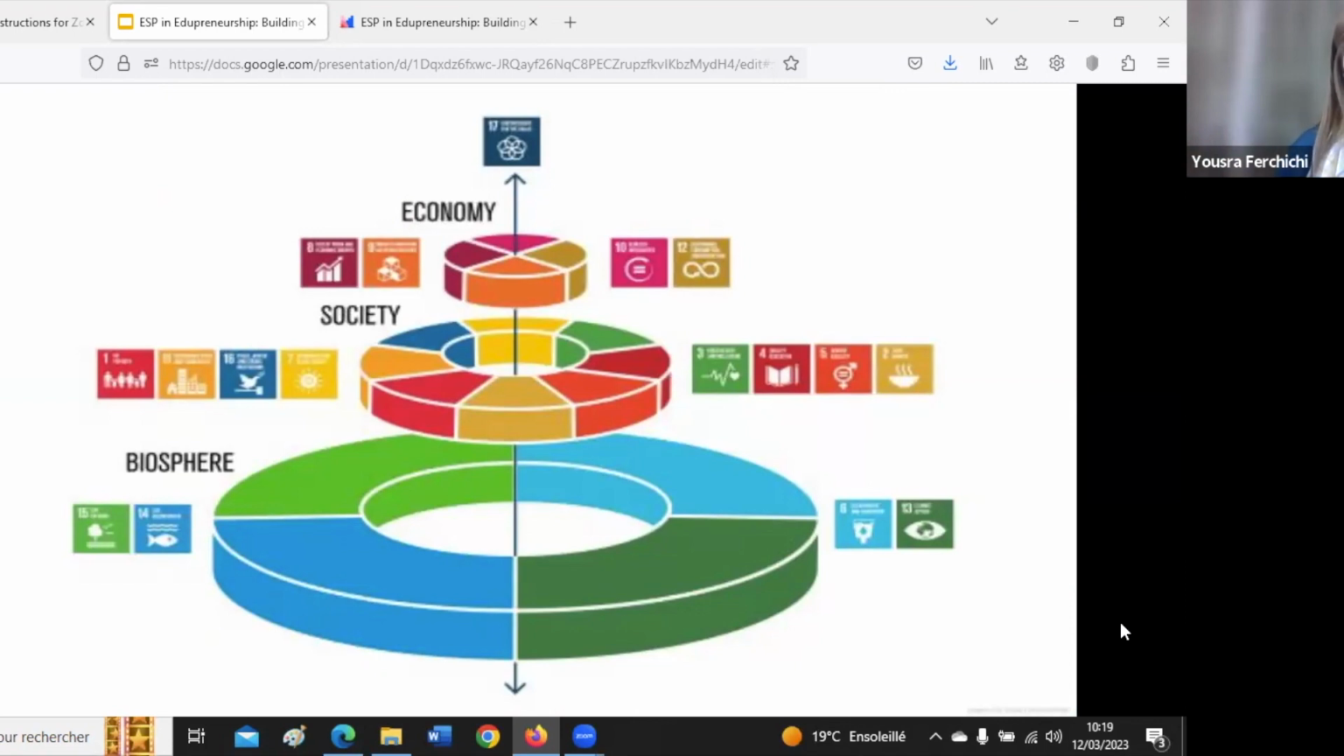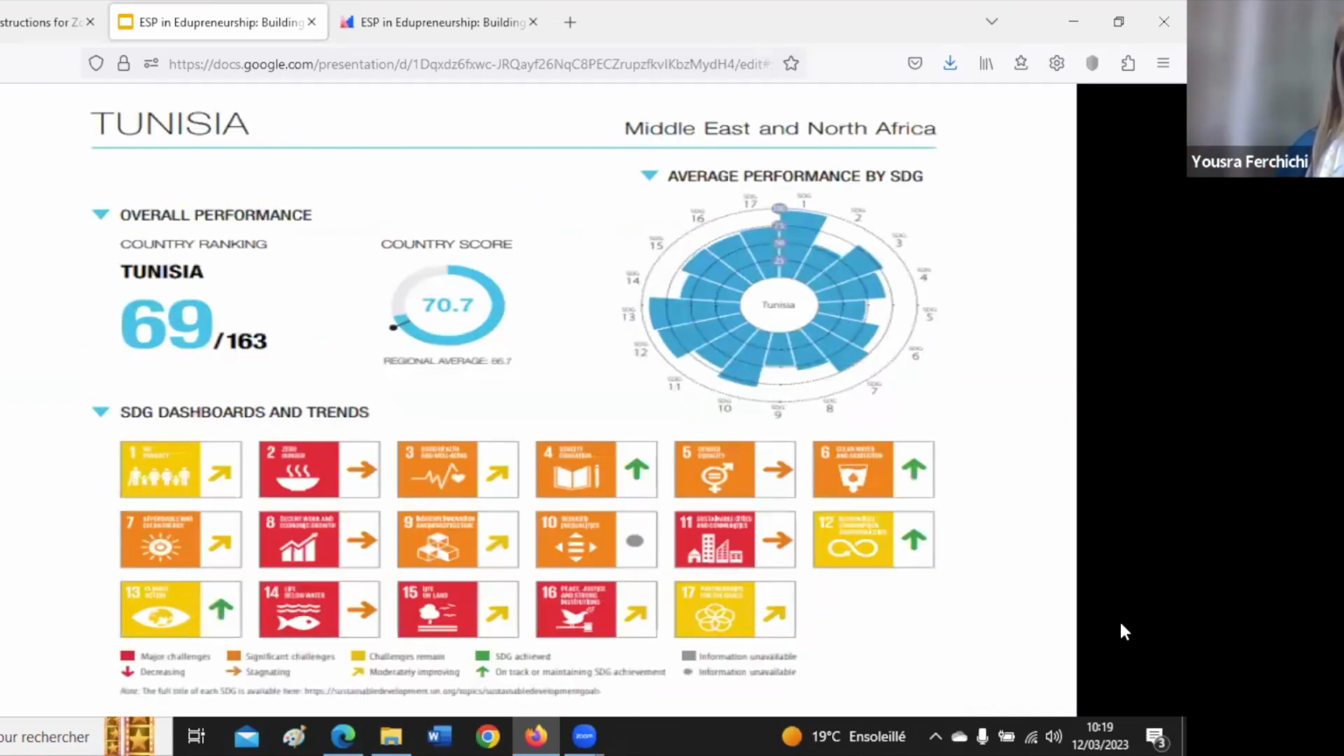And now I'm going to narrow this down to talking about my country, Tunisia, and also the MENA region, not only Tunisia, because Tunisia is part of the Middle East and North Africa region. As you can see, the overall performance of Tunisia is a rank of 69 out of 163 in the global ranking, and the score is 70.7% on average.